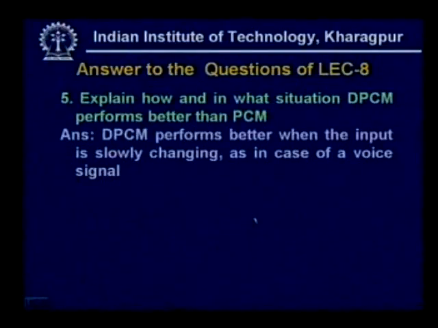However, if the signal is not slowly changing, then this approach cannot be used. So, only when the signal is slowly changing, DPCM has better performance than PCM.